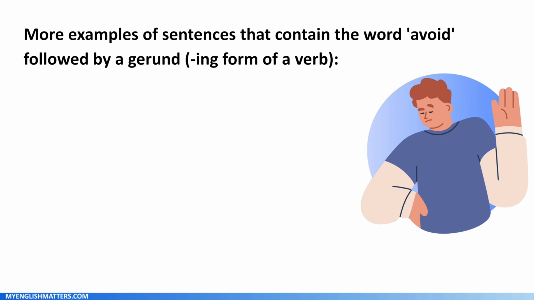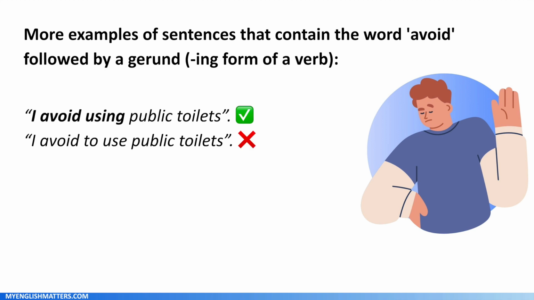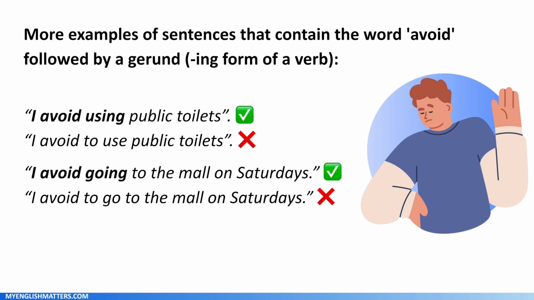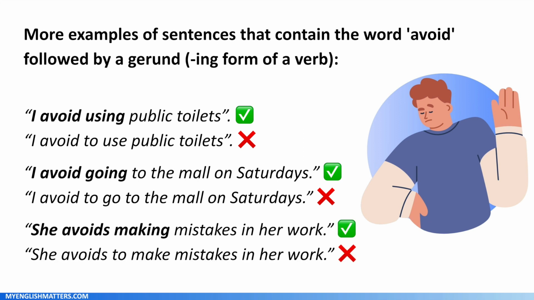Here are some more examples of sentences that contain the word avoid followed by a gerund, which is the ing form of a verb. I avoid using public toilets. So that's correct. The following sentence is incorrect. I avoid to use public toilets. This is correct. I avoid going to the mall on Saturdays. This is incorrect. I avoid to go to the mall on Saturdays. This is correct. She avoids making mistakes in her work. This is incorrect. She avoids to make mistakes in her work.